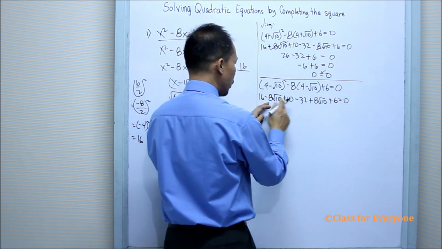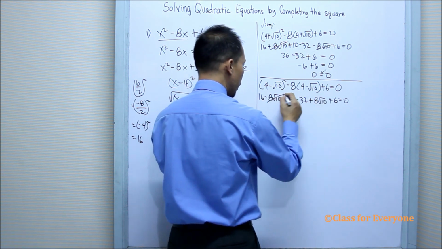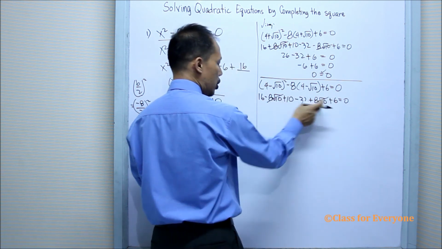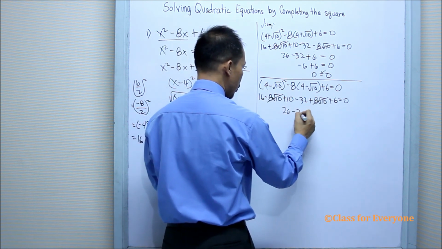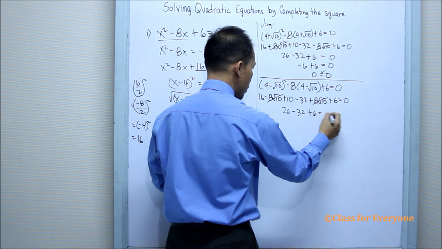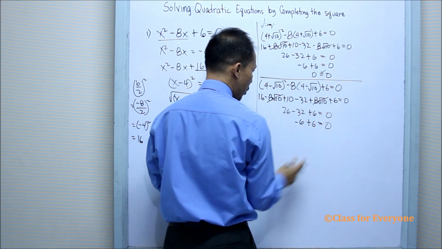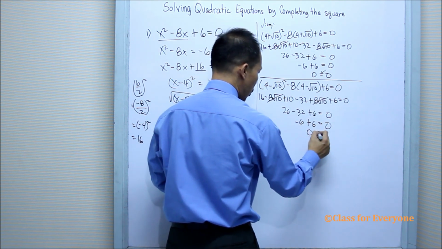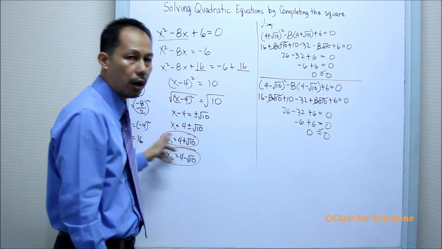Negative 8 times the square root of 10 plus positive 8 times the square root of 10, they're opposite. It's already 0. 16 plus 10 is 26, minus 32 plus 6 equals 0. 26 minus 32 is negative 6, plus 6 equals 0. Negative 6 plus 6, 0 equals 0. Therefore, the roots are correct.